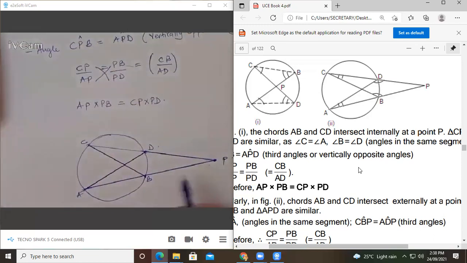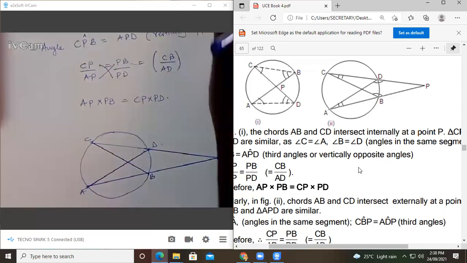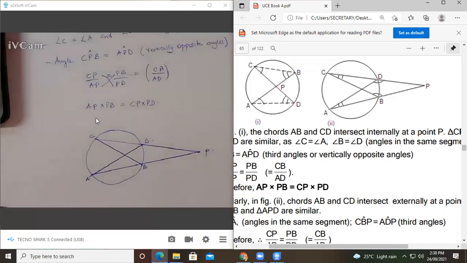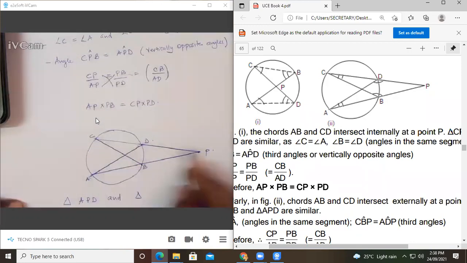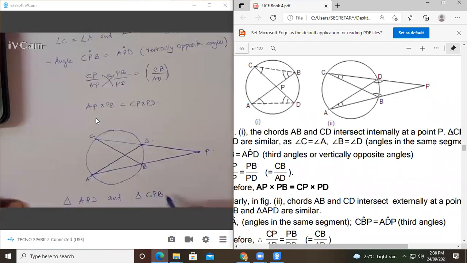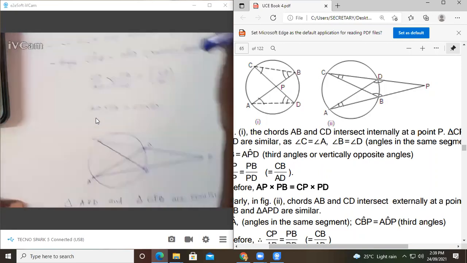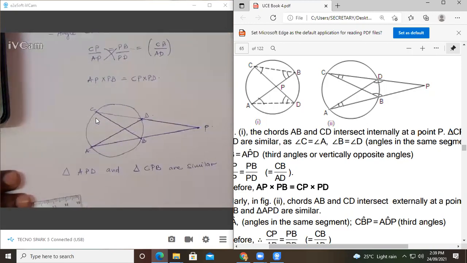You can see that triangle, which I've emphasized, this one. This triangle here. So we can write there and say triangle APD, and this triangle CPB are similar. They are similar.